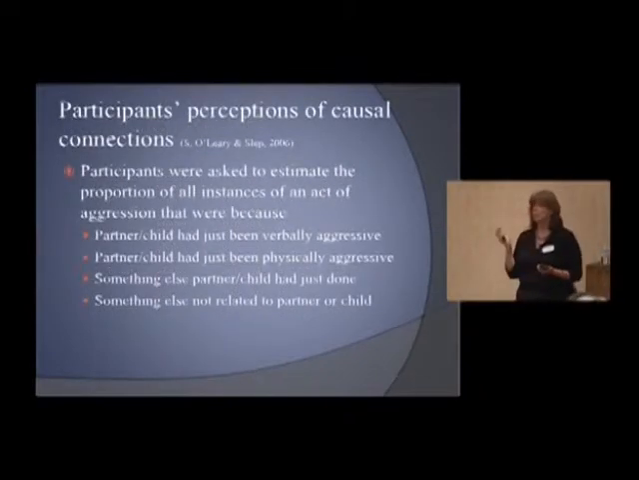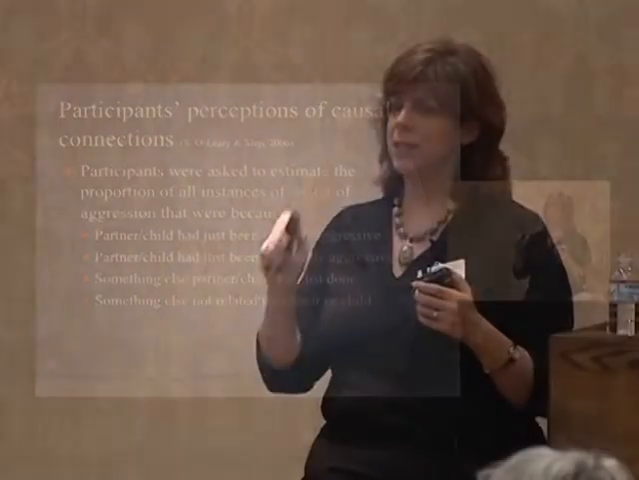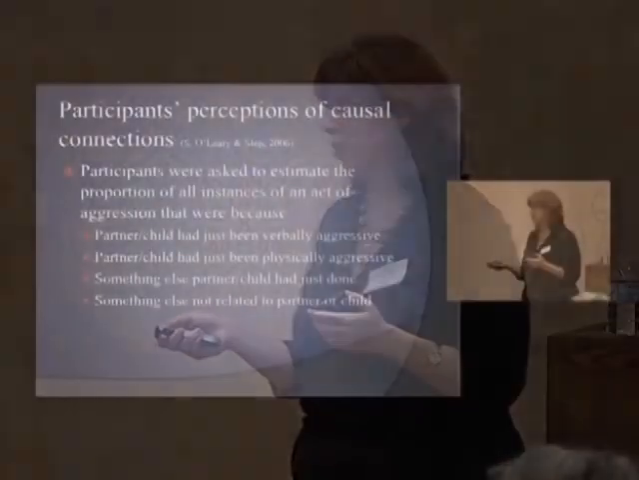We were also interested in the participants' own perceptions of how causally connected these acts of aggression were to each other. So using this complicated way of filling out the CTS, they were asked to estimate the proportion of all instances of each act of aggression. So every time you spanked your child, every time you slapped your husband, whatever it might be, what proportion of the time was it that your partner had just been verbally aggressive to you? What proportion of the time had your child just been verbally aggressive to you?